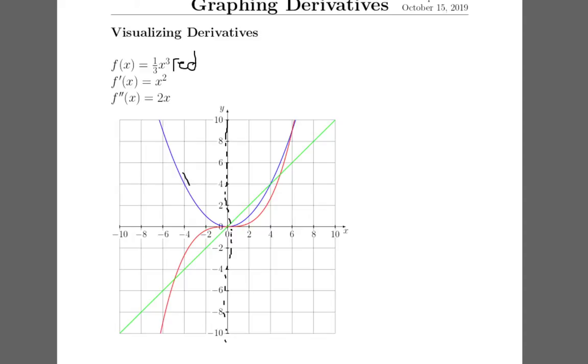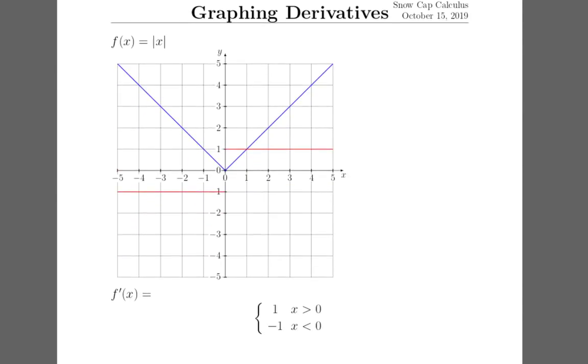And then we can further take a derivative. We would have 2x, so the derivative of x squared is 2x, and that's linear. Basically, what that means is it's constantly negative on the left-hand side and constantly positive on the right-hand side. So the derivative of that function would have a linear representation rather than a curve.